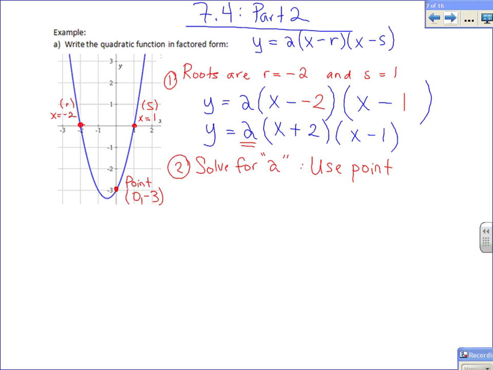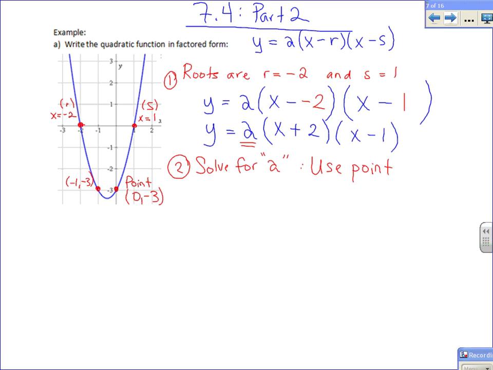You could use another point if you want to, as long as you have easily read coordinates. For example, this point right here might be another good point to use. I see that that's the point -1, -3. I can clearly see the coordinates of that point because it falls right along a grid line. So that would be a good point to use.